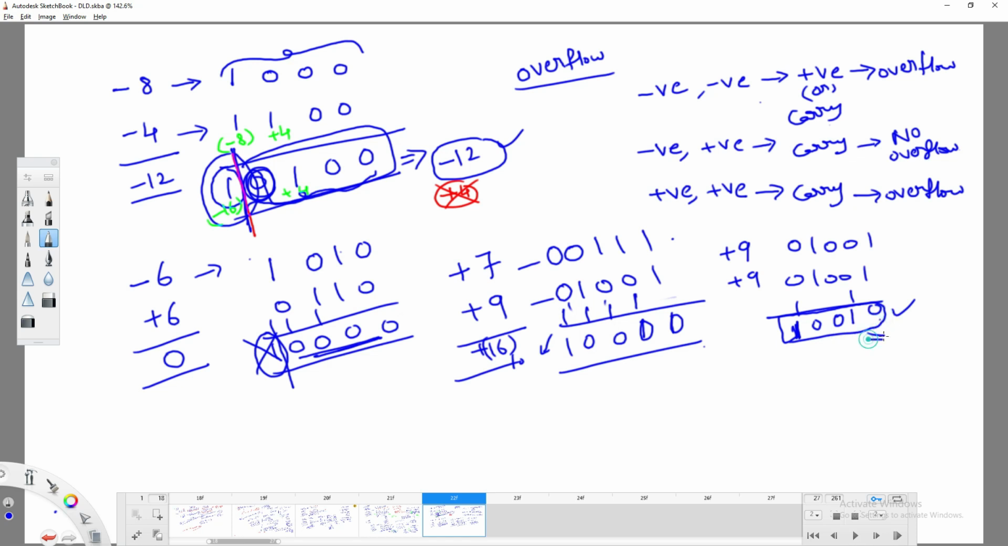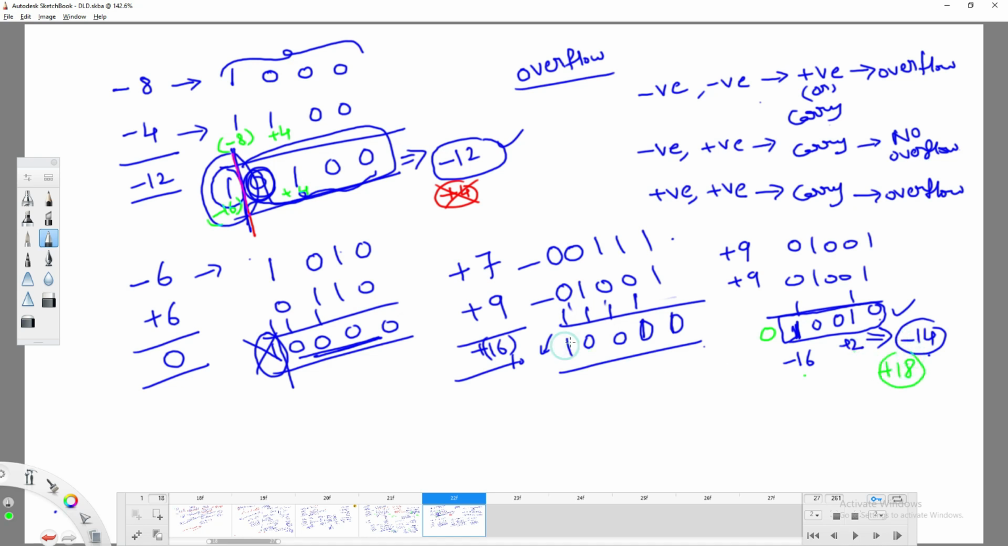What is the meaning of this one? In 2's complement, this is minus 16. This is plus 2. That is minus 14. Right? Is it the correct one? No. At this time, what do you have to tell the compiler? You have to add 1 0. If you add 1 0, this will be plus 16, this will be plus 2. So your result will be plus 18.